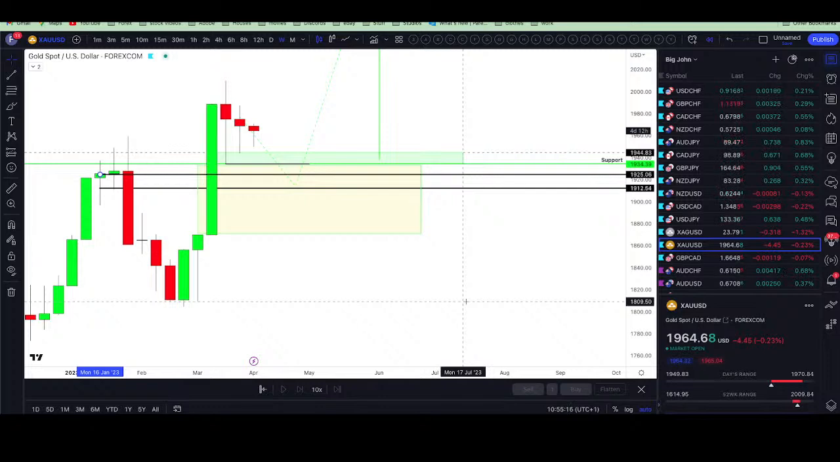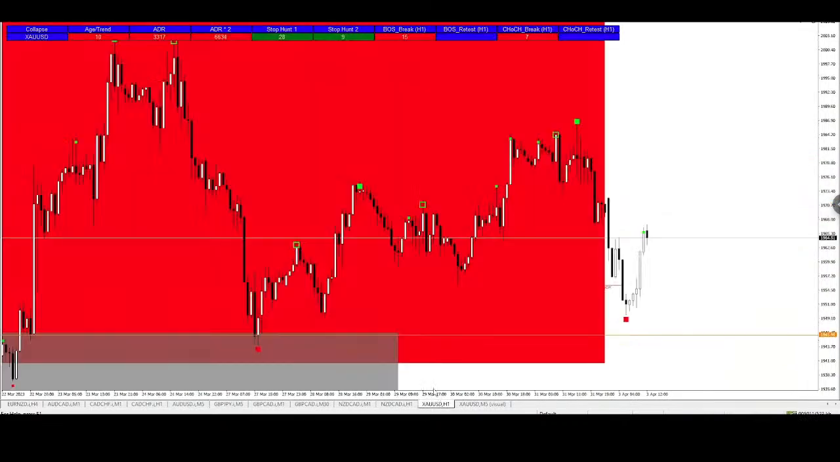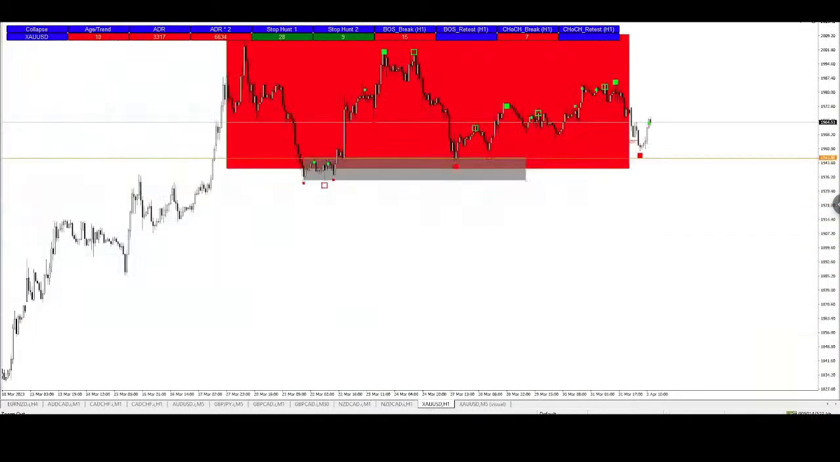So start looking for your buys from those areas, but make sure you're waiting for your 15-minute break of structure or 5-minute break of structure bullish in any of these four areas: 1944, 1934, 1925, 1912. Again, I'm waiting for Neo to tell me it's a possible buy. Right now, Neo is showing me that gold is a possible sell, as you can see from here.